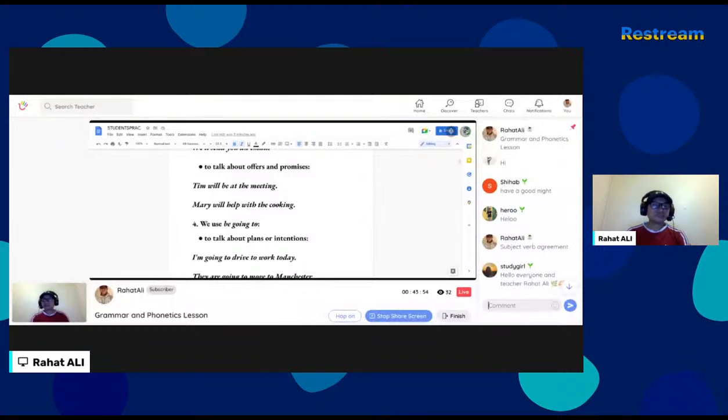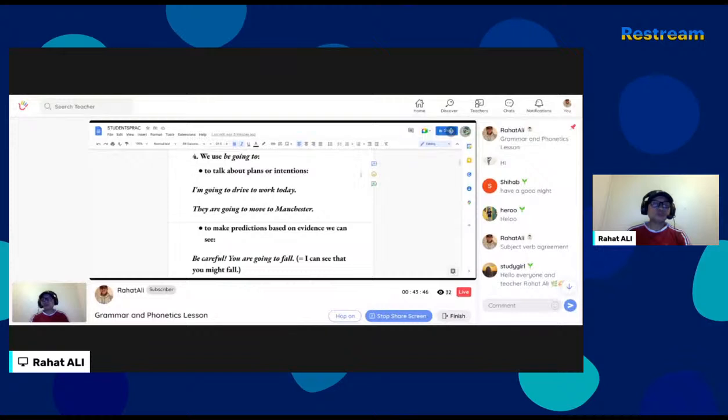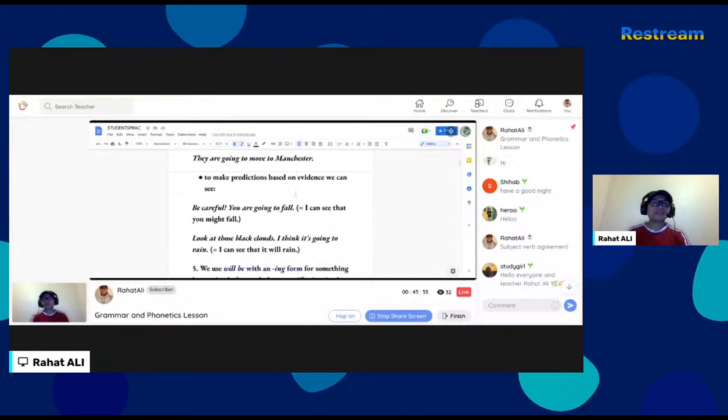It's I'm going to drive to work today, which means I'll go to work by driving. They're going to move to Manchester next month. Even without the plan, they're going to move to Manchester. That's also correct. To make predictions based on evidence we can see, we use be going to when we make predictions based on evidence we can see.